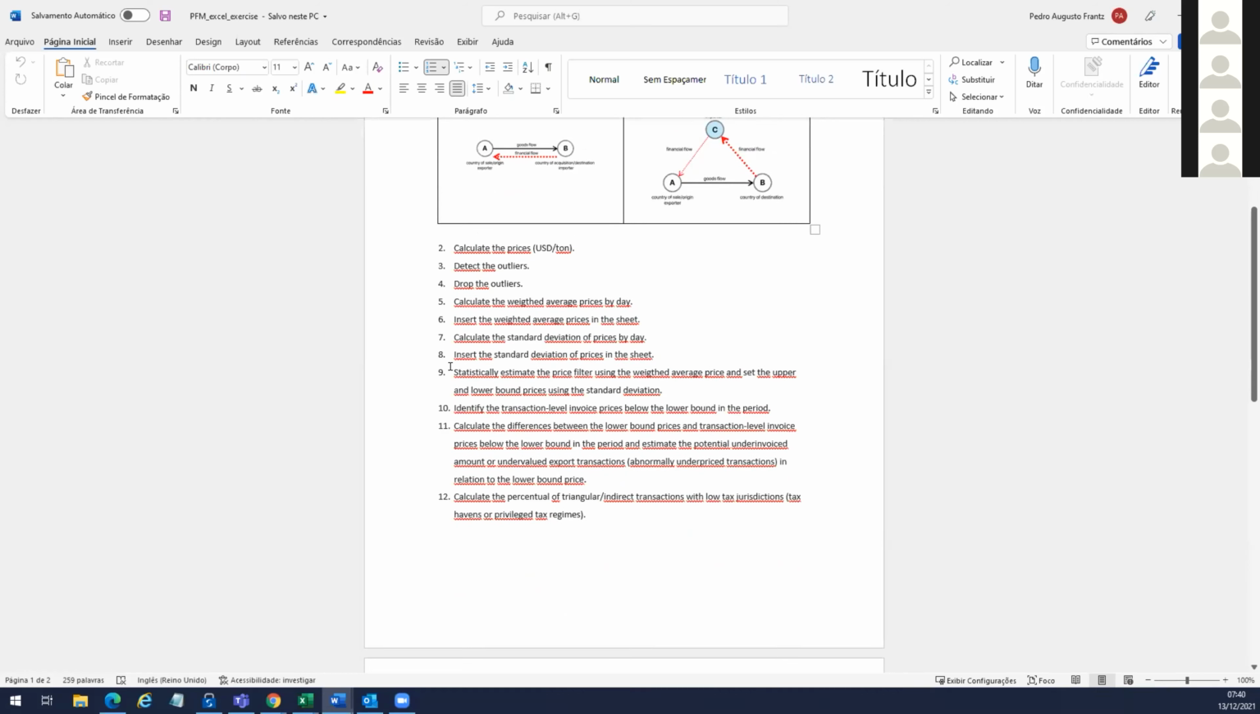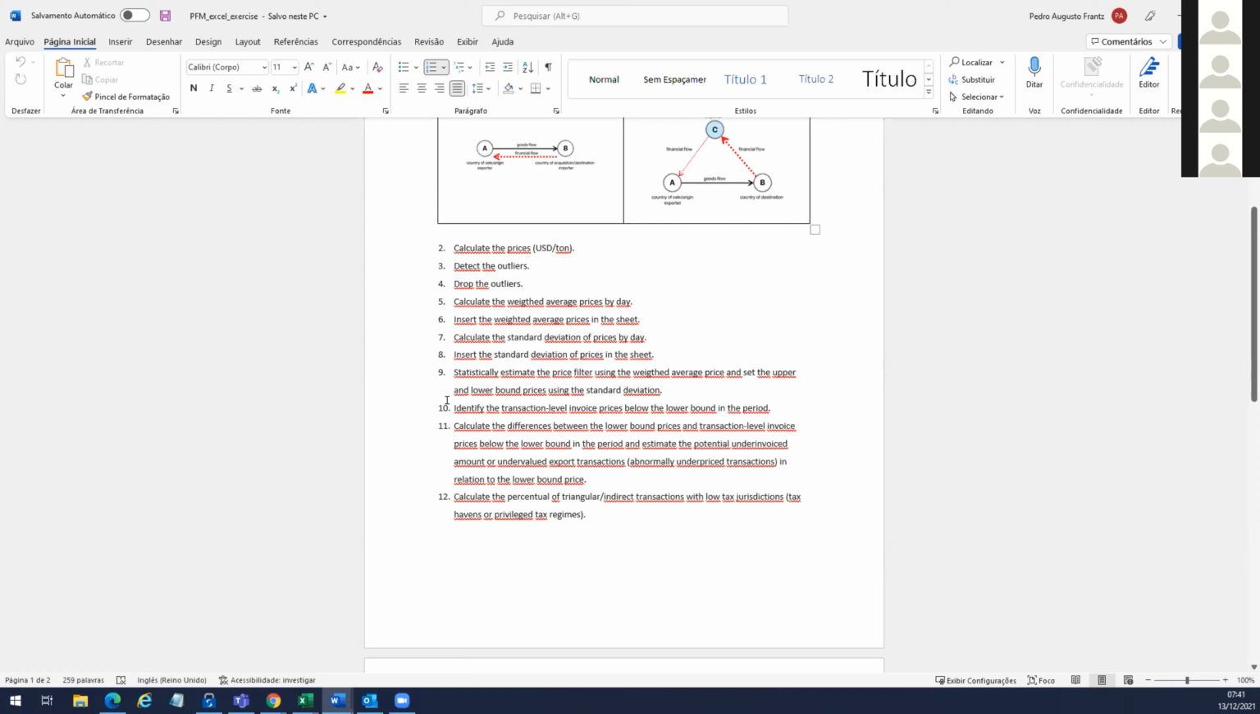Nine, statistically estimate the price filter using the weighted average price and set the upper and lower bound price using the standard deviation. Here we don't use the 3-day weighted average to simplify the exercise, but I suggest when you use it in your country, you use a 3-day average because it's smoothed.